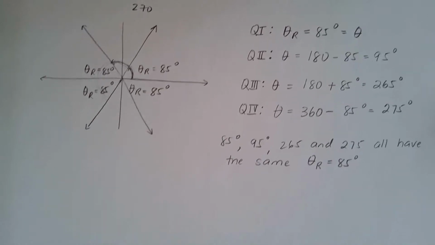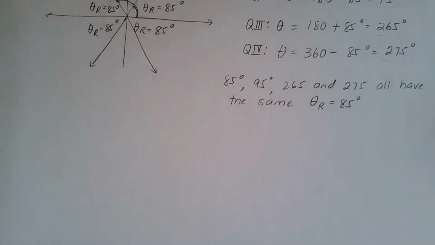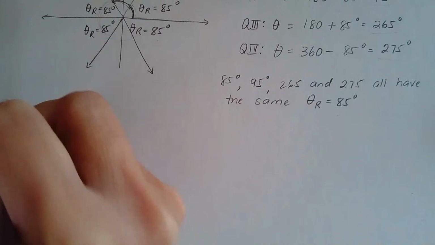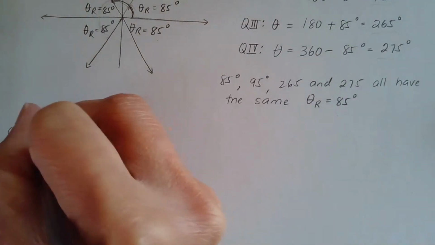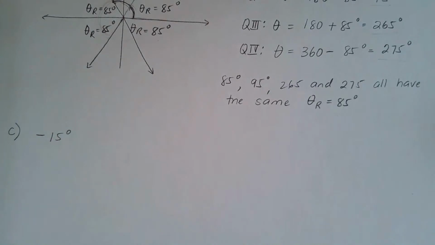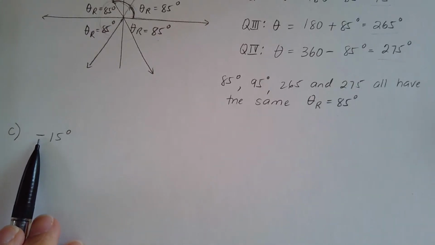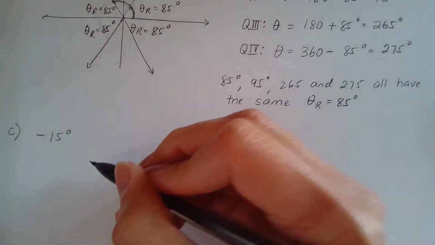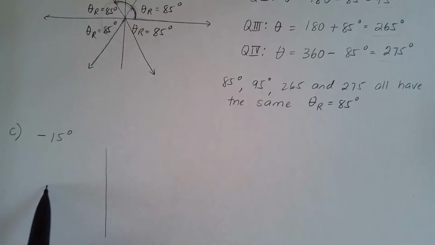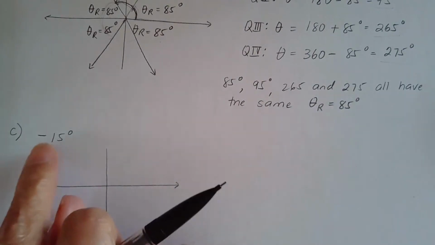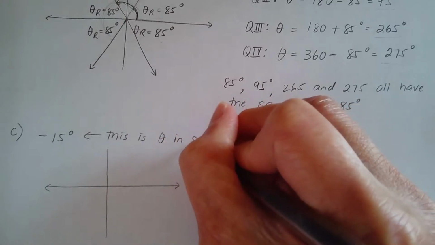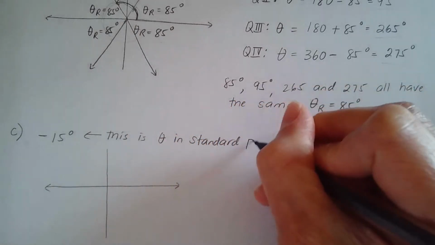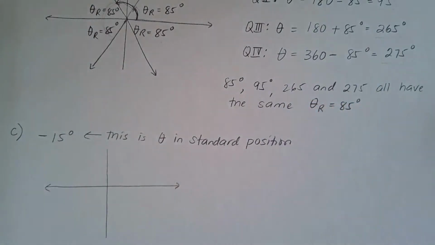Okay, so now let's take a look at letter C. What does letter C look like? They're giving us the angle of negative 15 degrees. What we need to do is visualize where negative 15 degrees is. Because the angle is negative, we're going to turn clockwise. So this is the angle in standard position. Okay, so that's our theta.